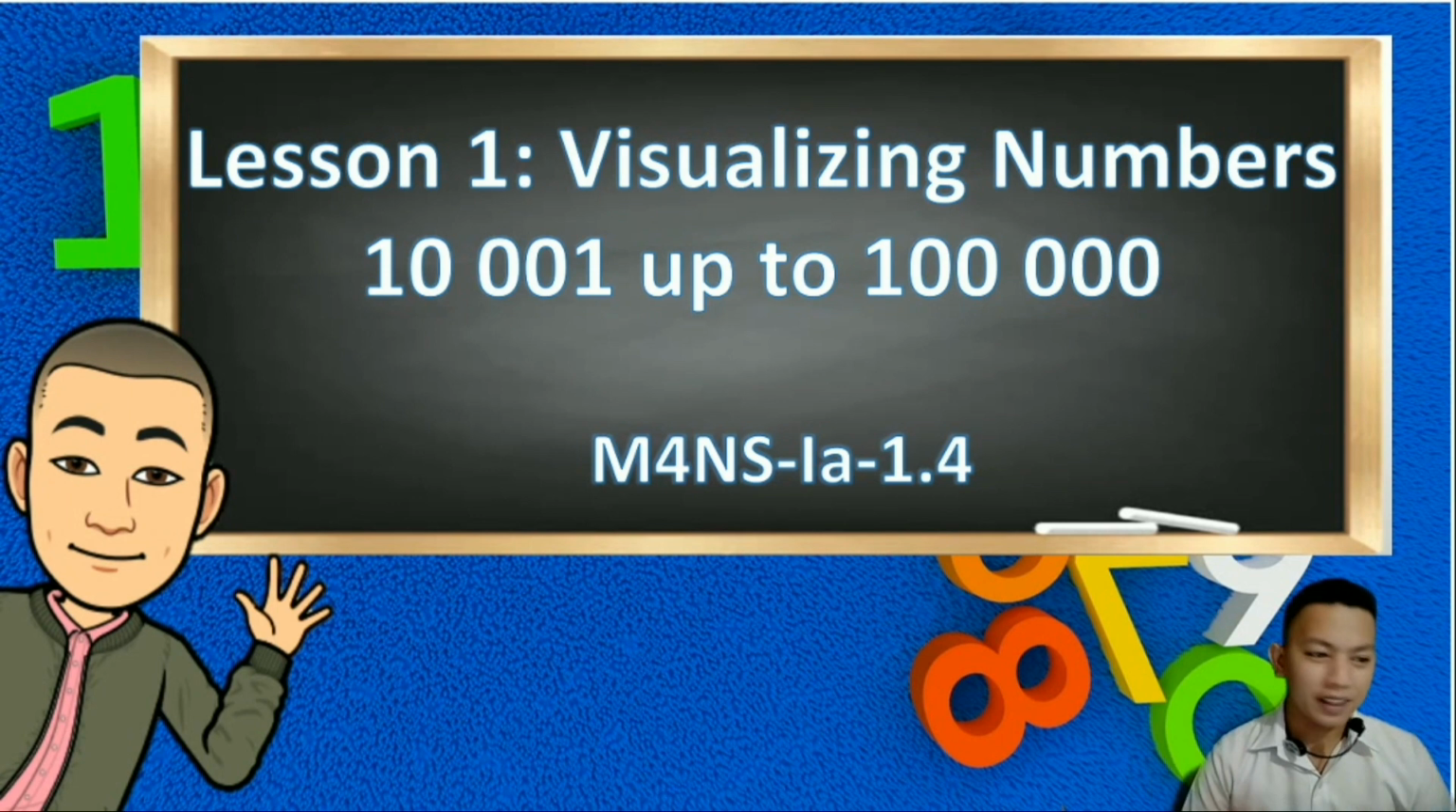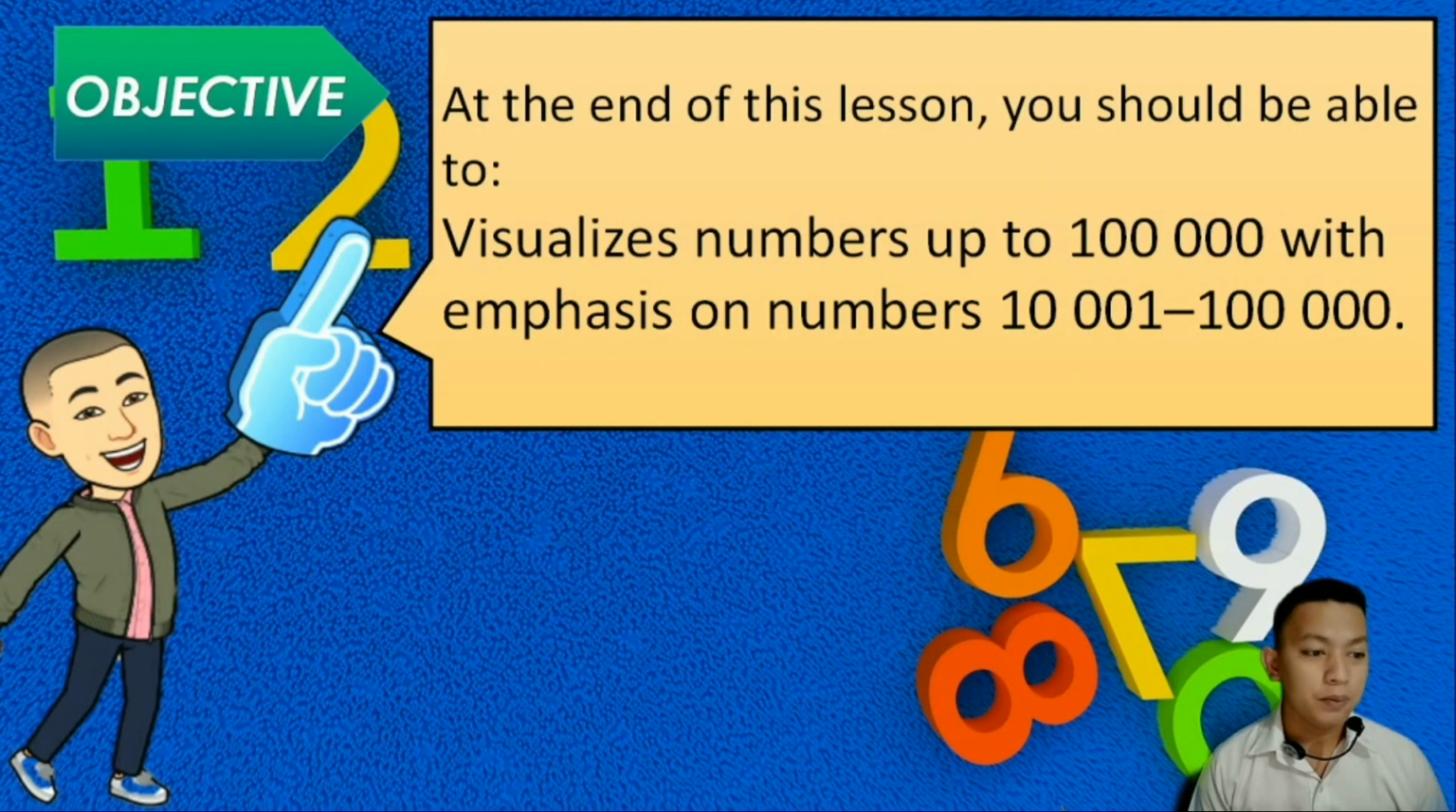Kids, we're back. Now, the lesson for today is about visualizing numbers 10,001 up to 100,000. The objective of this lesson: at the end of this lesson, you should be able to visualize numbers up to 100,000 with emphasis on numbers 10,001 to 100,000.